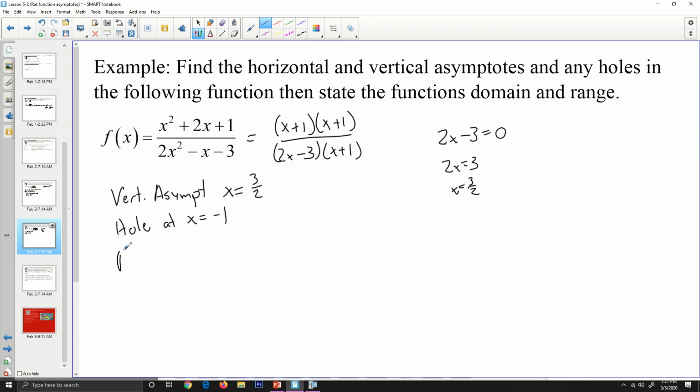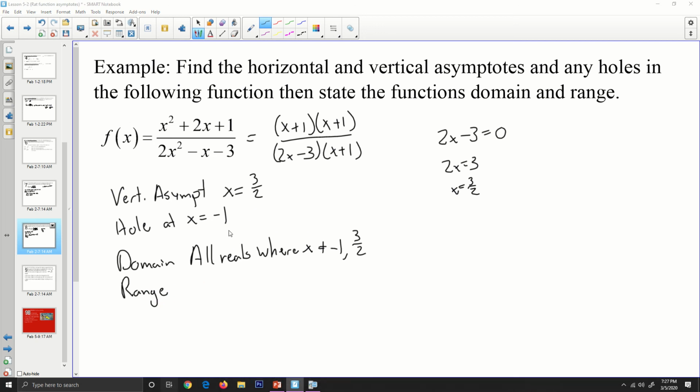And then the domain will be all reals where x is not equal to -1 or 3 over 2. And then my range, I think it's also going to be all reals, but let's check.